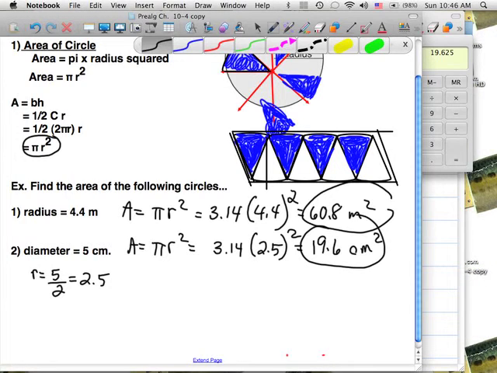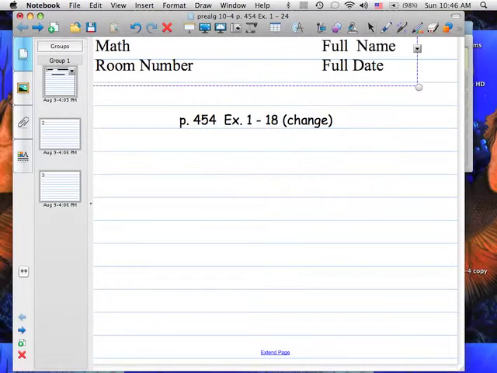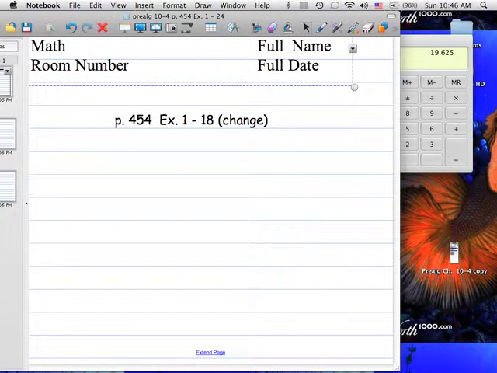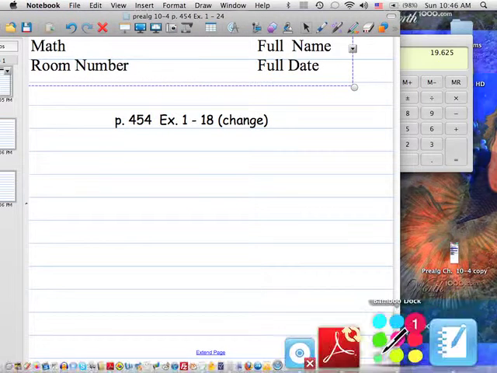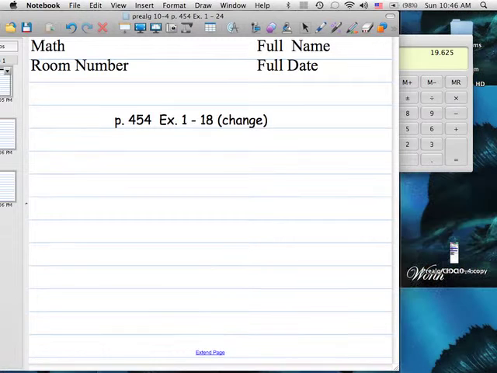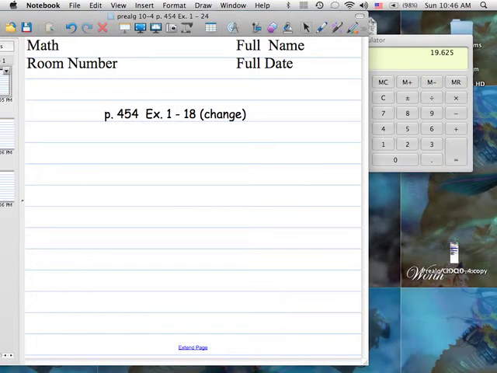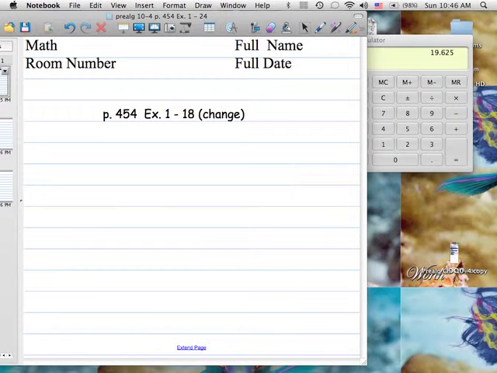That concludes the explanation of the section. You need your paper out, headed for 454, 1 to 18. And that's a change on the assignment. So please make sure you change it on your paper. So starting with number 2 on 454.